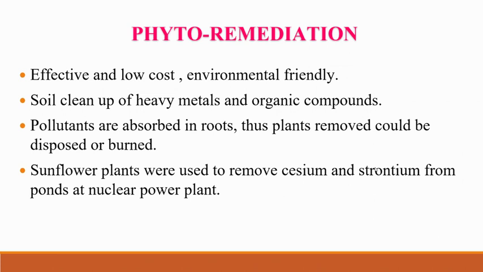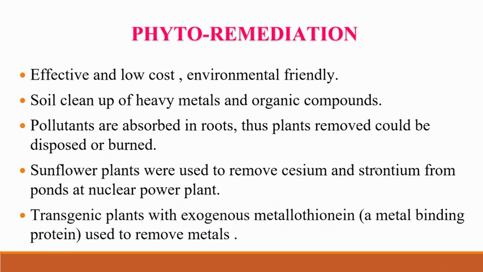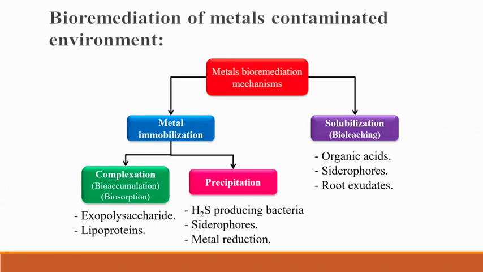Okay, the idea is that you use the plant, as they are growing, they are absorbing these heavy metals, and then what you do is you can now collect the plant and probably go to an incinerator, burn them, dissolve the ashes, and get back this metal in solution. So it is no longer there in the environment, but it can be in solution. Transgenic plant with exogenous methionine, a metal binding protein, is used to remove metals and heavy metals from the environment.